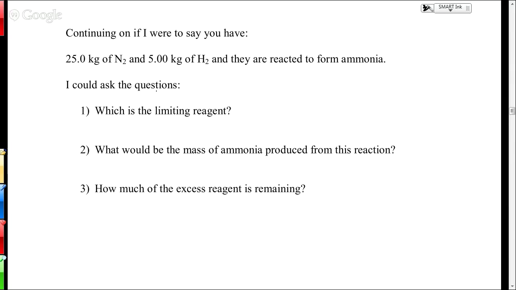What would you do first to figure out which one is limiting? Yeah, we have to get to moles here. So kilograms to grams, grams to moles. Let's do that. So 25 kilograms is how many grams? 25,000 grams.